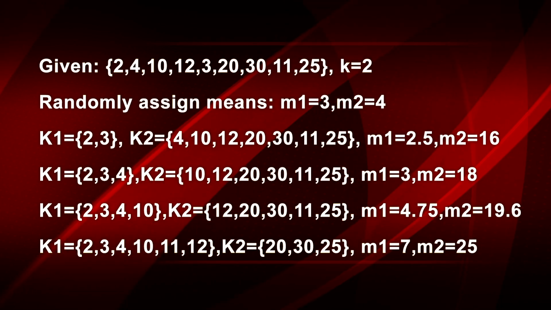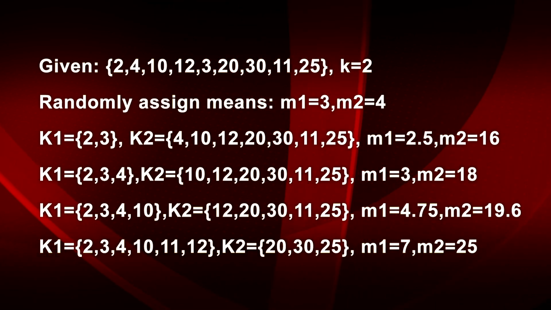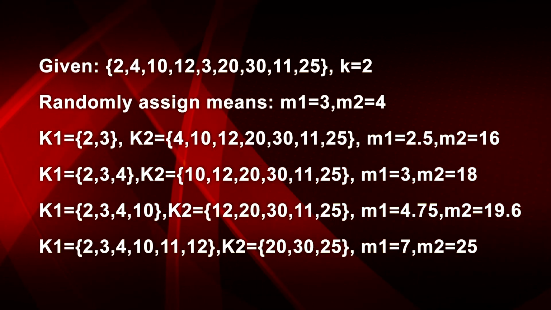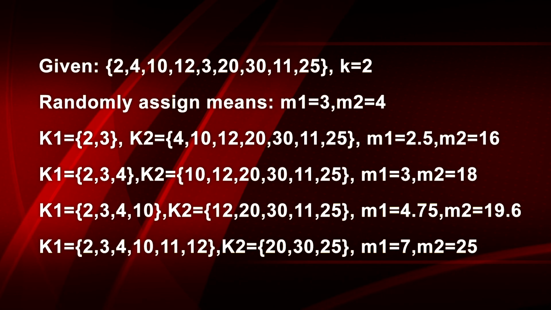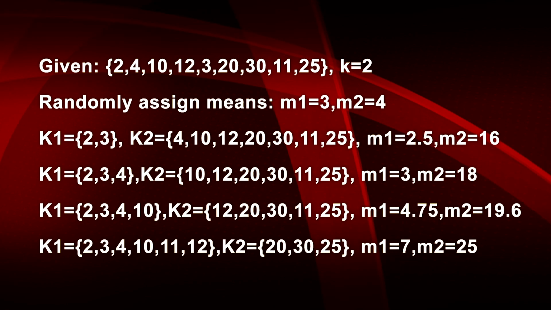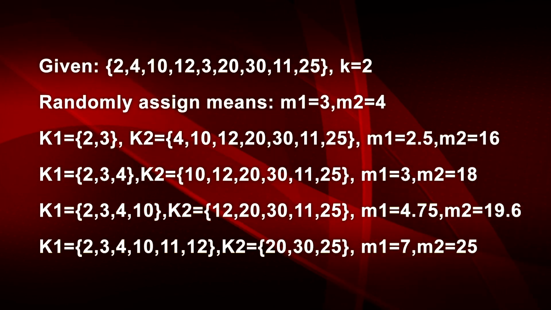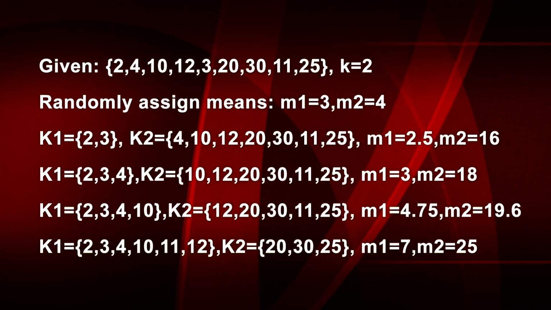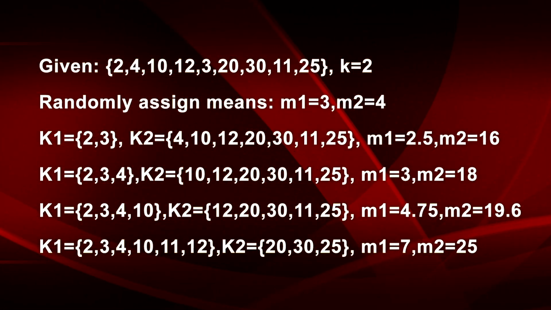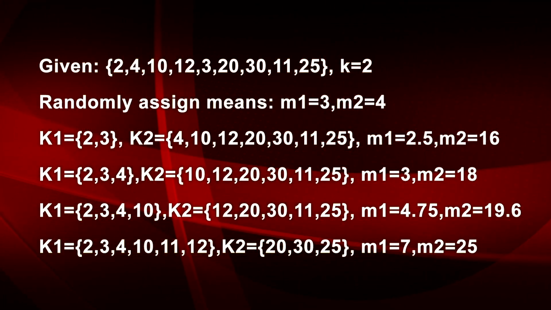Now I have to repeat this process. I again compute the centroid for the K1 cluster, which consists of 2, 3, 4. The centroid for that is 3, therefore M1 is equal to 3. For the second cluster, if you take the mean or the centroid, M2 is equal to 18. Now I have a new set of means. With this new set of centroids, I will once again reorganize my clusters, which means I have to go back to my given data, compute the distance between each value and the two centroids M1 and M2, and then put them in the appropriate cluster.